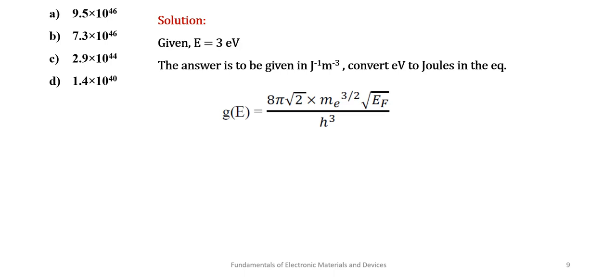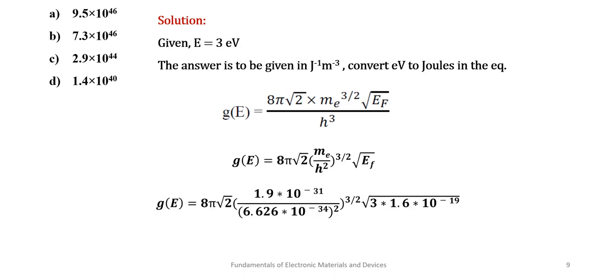Ma'am, I got the numerator, but I can't solve the denominator. Where are you getting stuck? While solving the numerator, I got 5.3 into 10 power minus 44. But when I put h cube, it's showing max. I don't know what mistake I did.